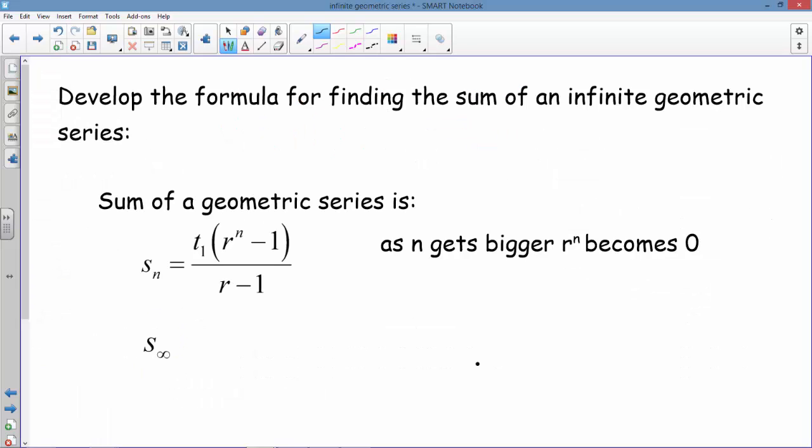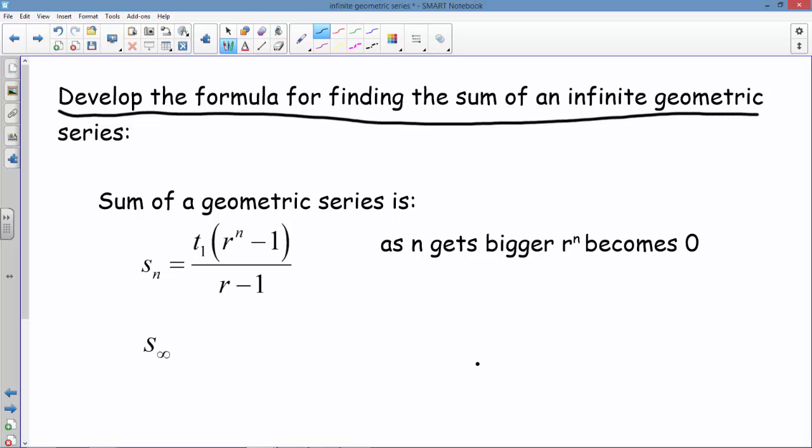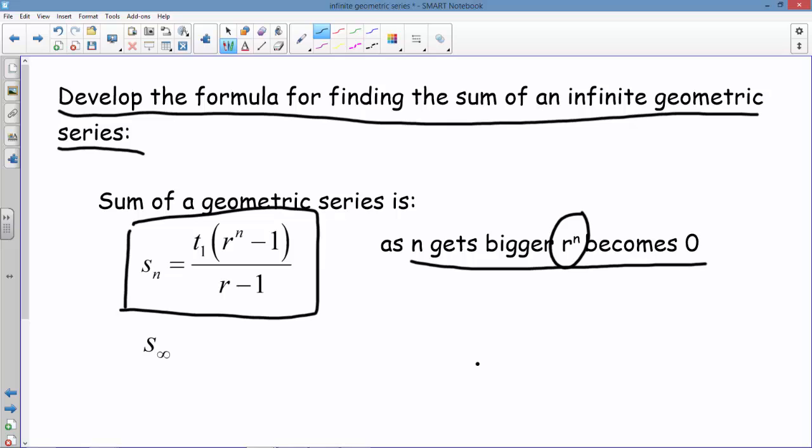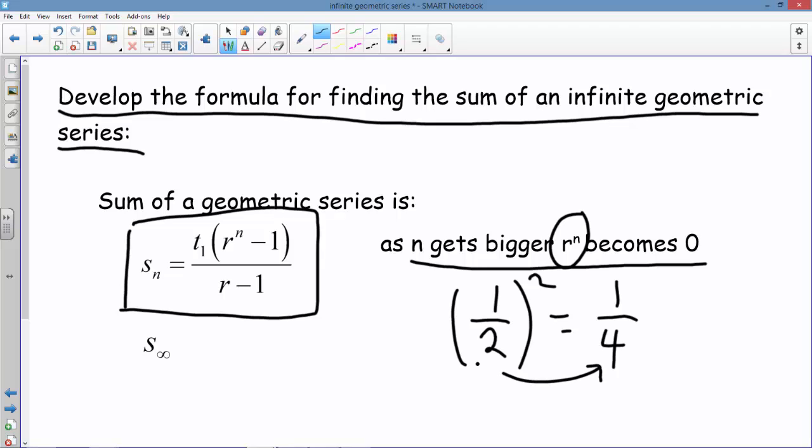So here we go. We're going to develop the formula for finding the sum of an infinite geometric series. We go back to the formula for finding the sum of a geometric series. There it is. Now, as n gets bigger, you'll notice that r^n becomes closer to 0, because if r is a fraction and n gets bigger, that means it gets closer to 0. And if it keeps going and going, it approaches 0. So when it gets to infinity, it becomes 0. So that means that this part of the whole thing becomes 0.